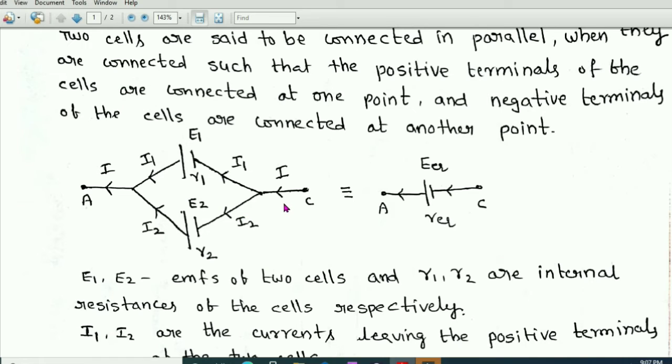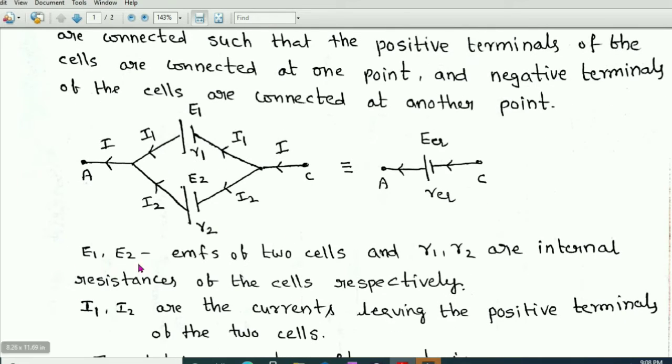I is the total current, the current passing through the combination of cells. Now this point is a node or junction. At this point the current divides. I1 is the current passing through the first cell and I2 is the current passing through the second cell. So in a parallel combination, the potential difference is the same and the current is different. Whatever the different quantity is, that should be added. The total current through the combination is equal to the sum of the currents through the individual cells.